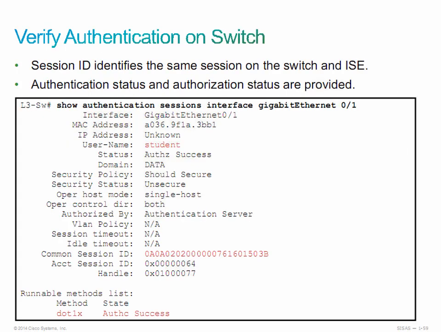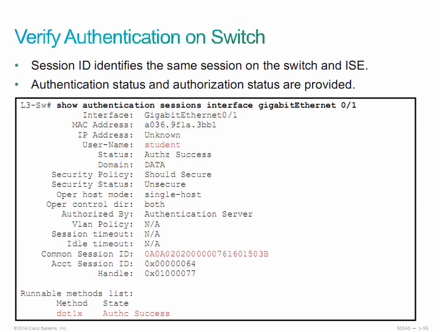If we want to verify the authentication that occurs on the switch itself, we can do a show authentication session interface, and that will allow us to identify who's authenticated. In this case, the username is student. The session ID is listed there and highlighted in red, and the authentication method was 802.1x, and we were able to successfully authenticate using 802.1x in this particular case.